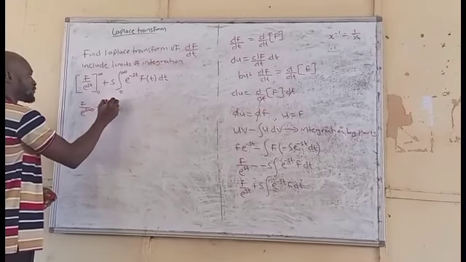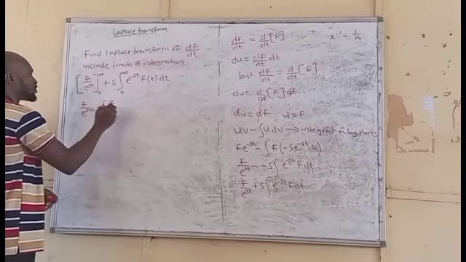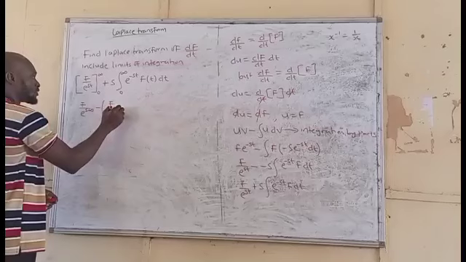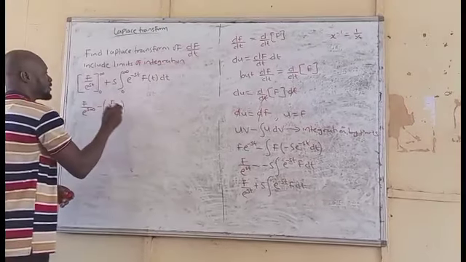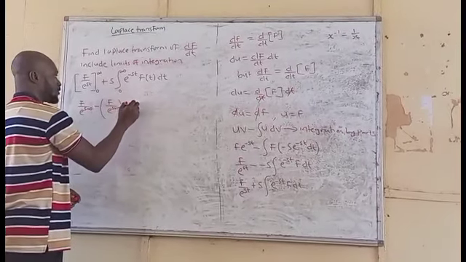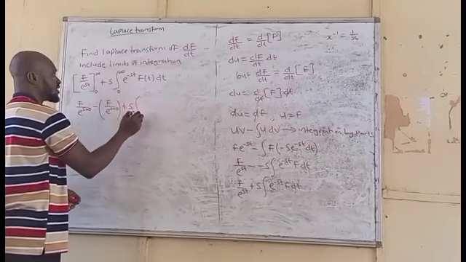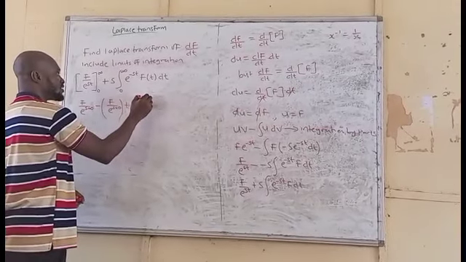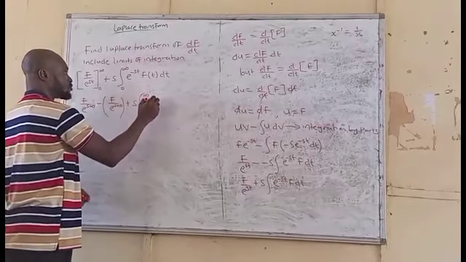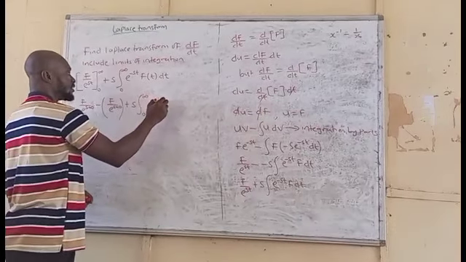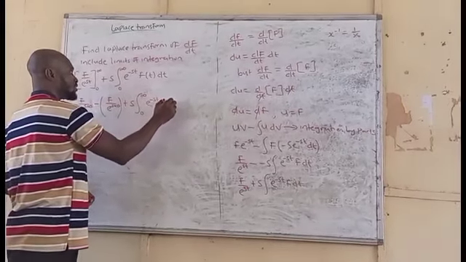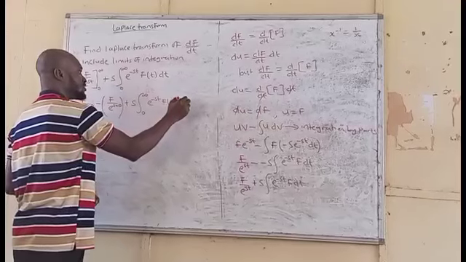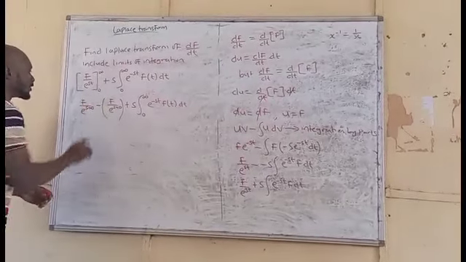Then I have my f over exponential raised to the power of x times what? 0. So now I have my plus s, then I have my integral sign 0 to infinity, then exponential raised to the power of minus st, then I have my f of t times what? The dt.